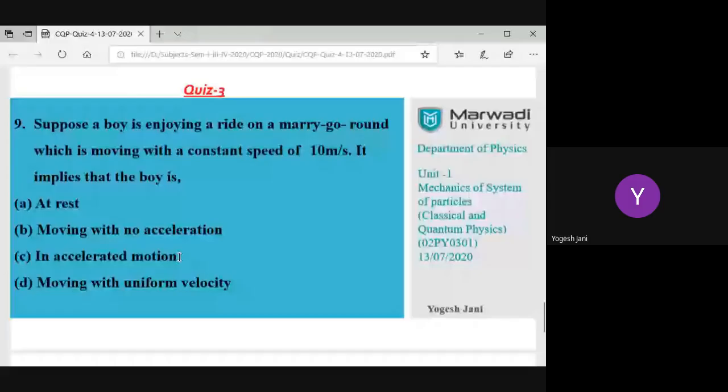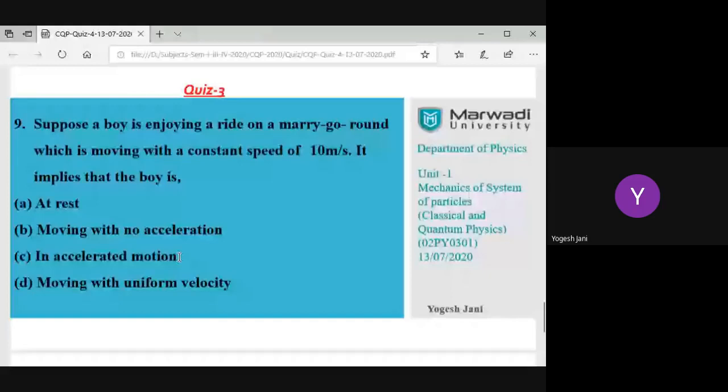Yes. Okay. Now that is the answer. So Krusi has given the answer. Now suppose he is enjoying a ride on a merry-go-round, which is moving with a constant speed of 10 meters per second. So it implies that both is.